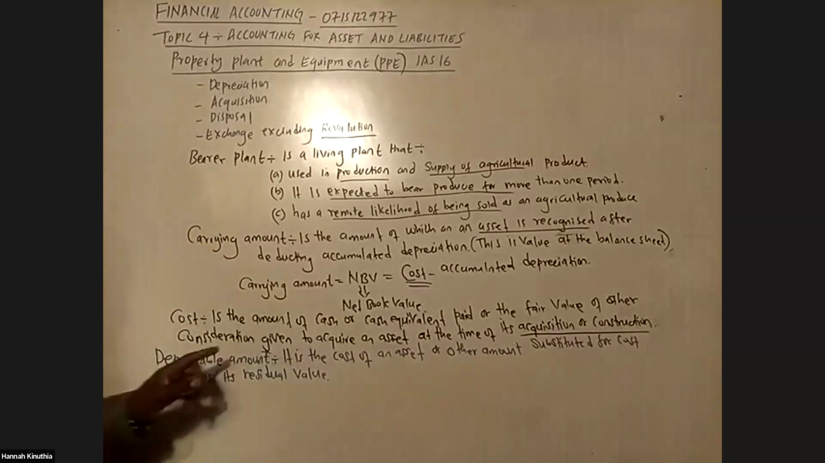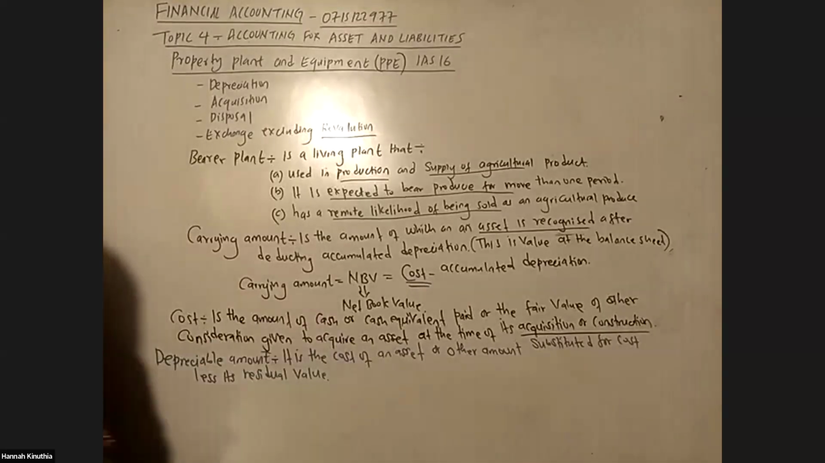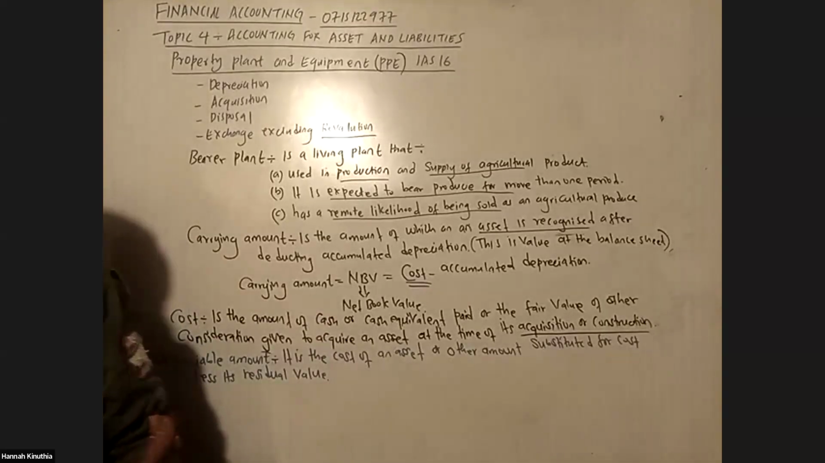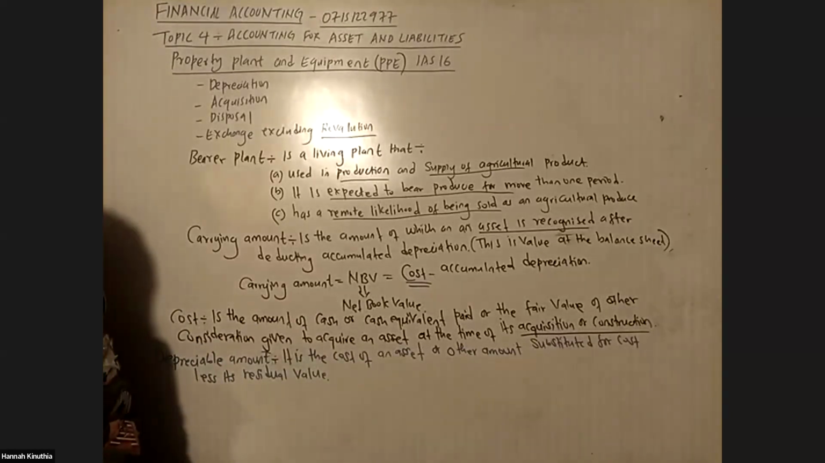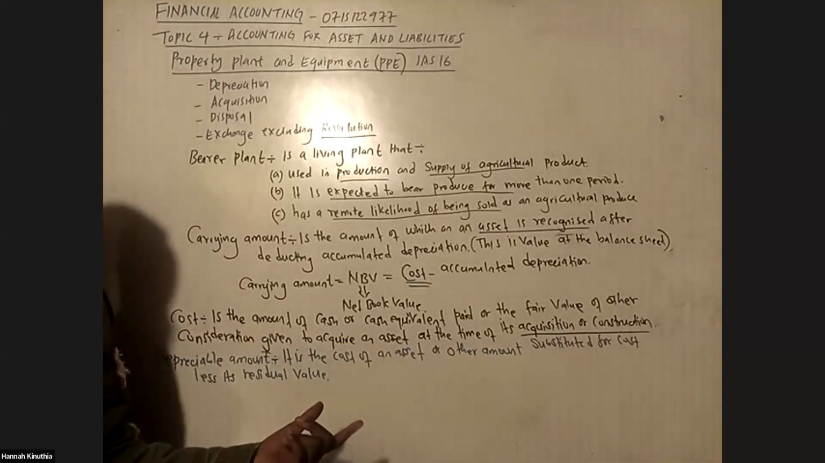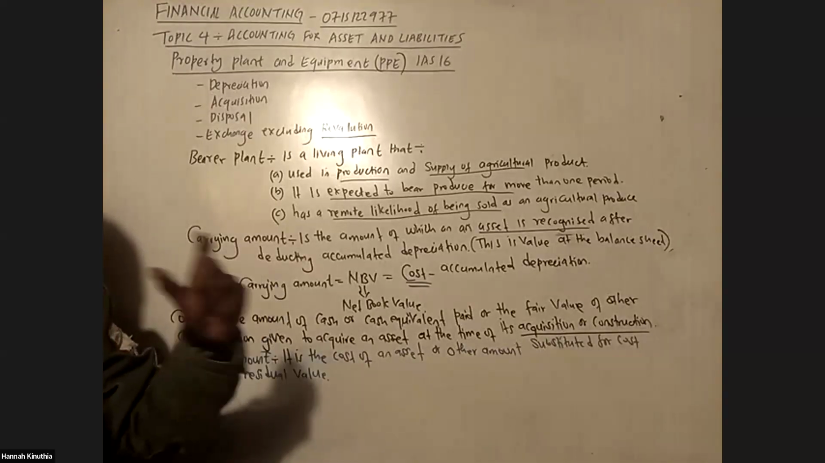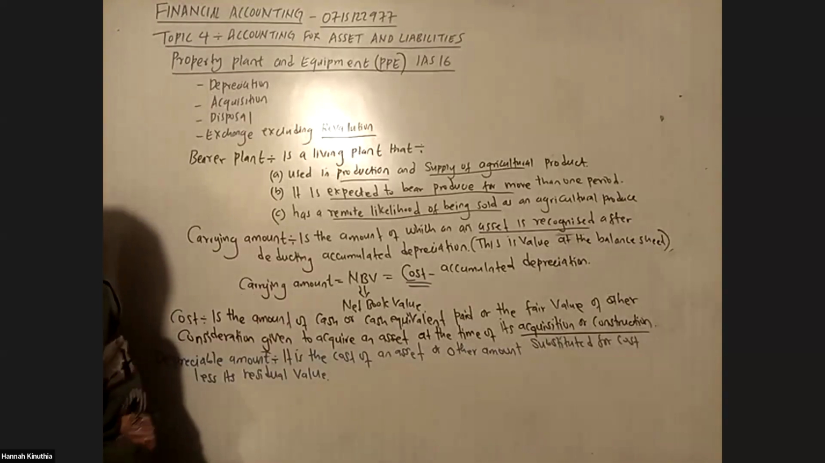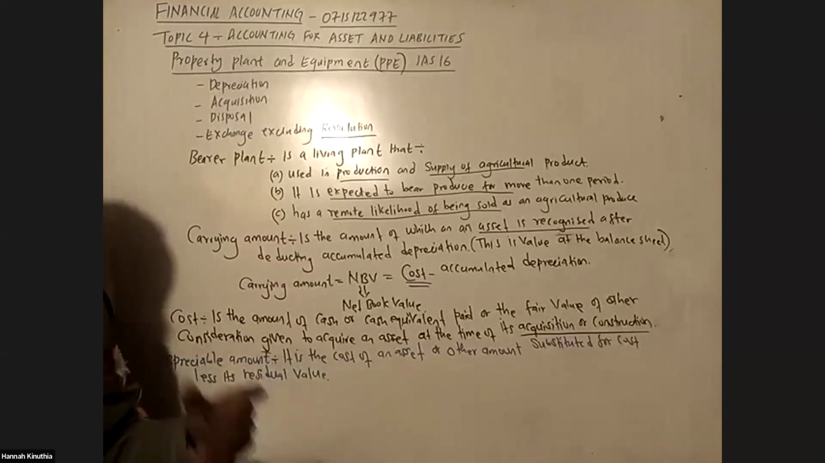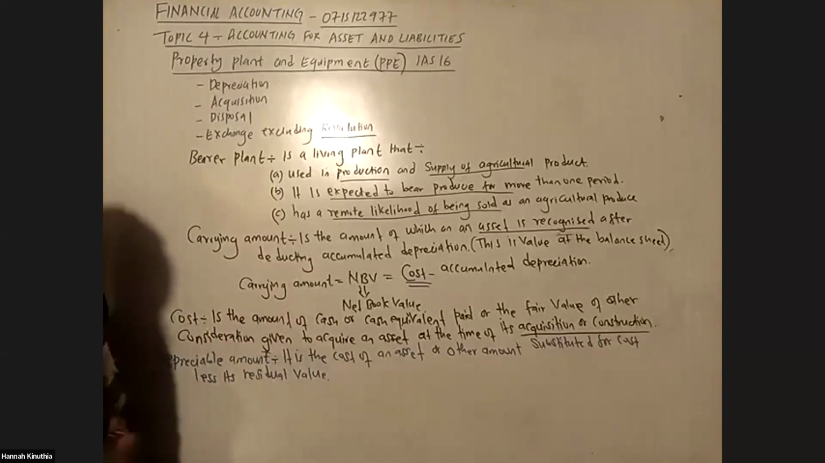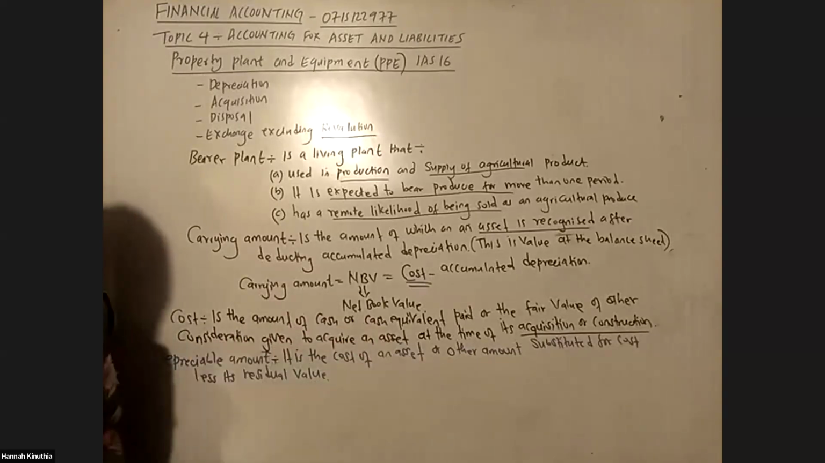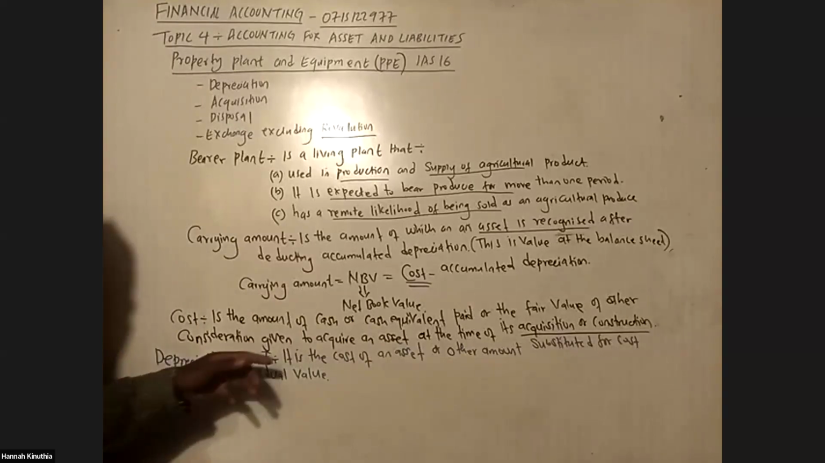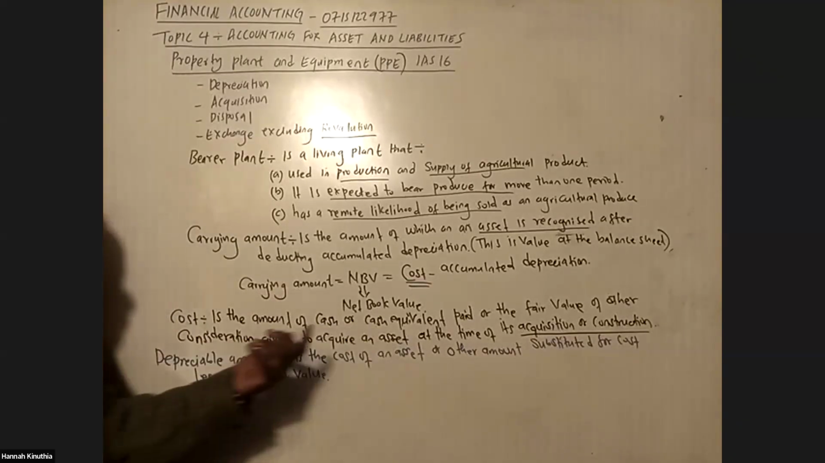Then the cost: the amount of cash or cash equivalent that was paid to acquire an asset during acquisition or construction. Any amount that was paid to acquire an asset during its acquisition period. Remember the word acquisition, meaning at the beginning of acquisition of that asset, before it was transferred to you. That period is where we are talking about the cost. So during the time of acquisition or construction, that is the cost. We shall look at how to determine the cost.